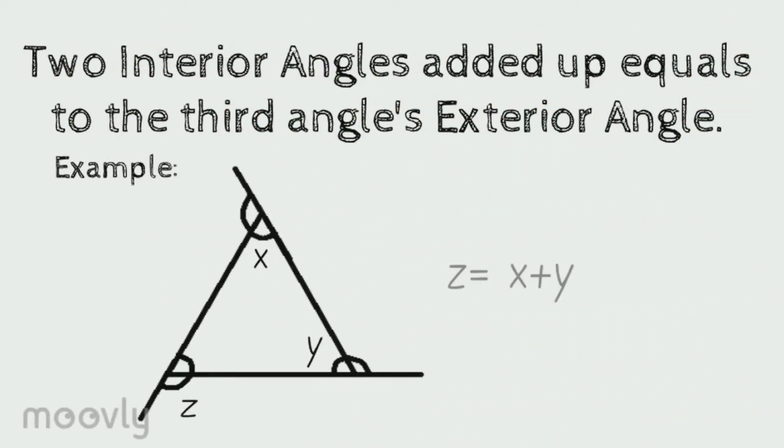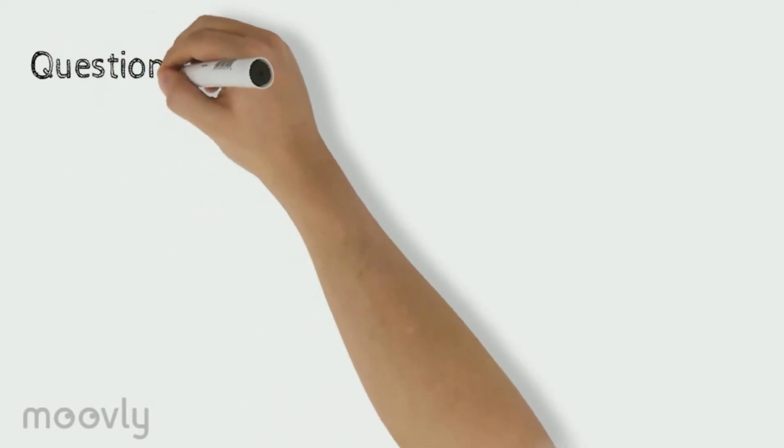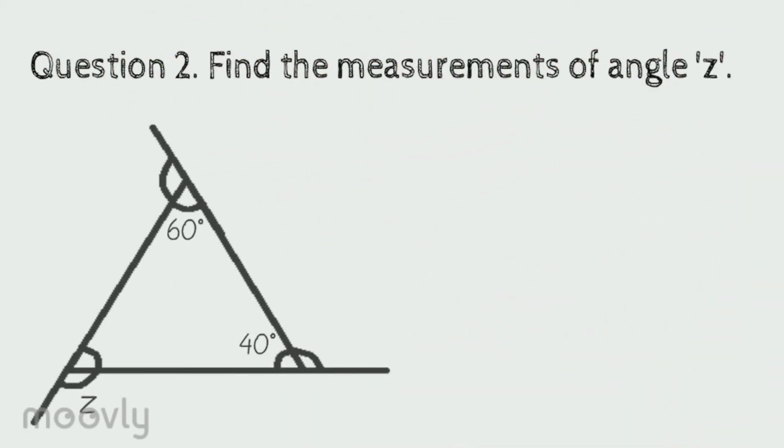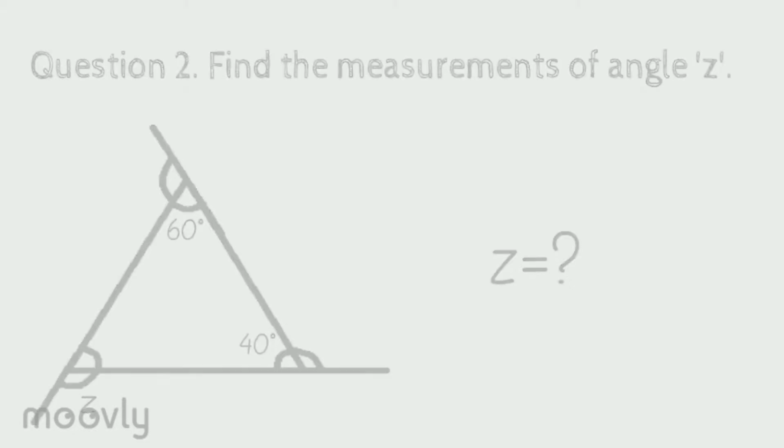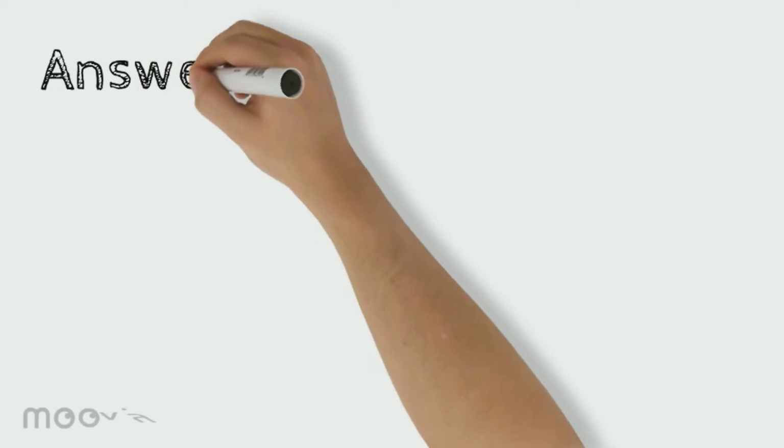When two interior angles are added up, it equals the third angle's exterior angle. For example, x plus y equals z, as shown below. Question 2. Find the measurement of angle z. So if one interior angle is 60 degrees and the other interior angle is 40 degrees, what is the third angle's exterior angle, which is z, equal to?